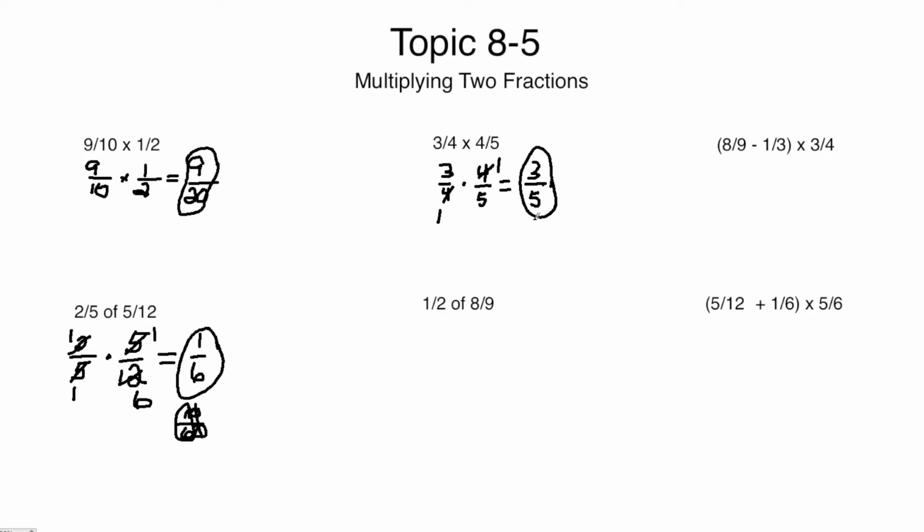3/5 as a decimal is 6/10. 3/4 is 75/100. 4/5 is 8/10. So 6/10 is definitely less than both of these fractions. Did you get that? Great job.